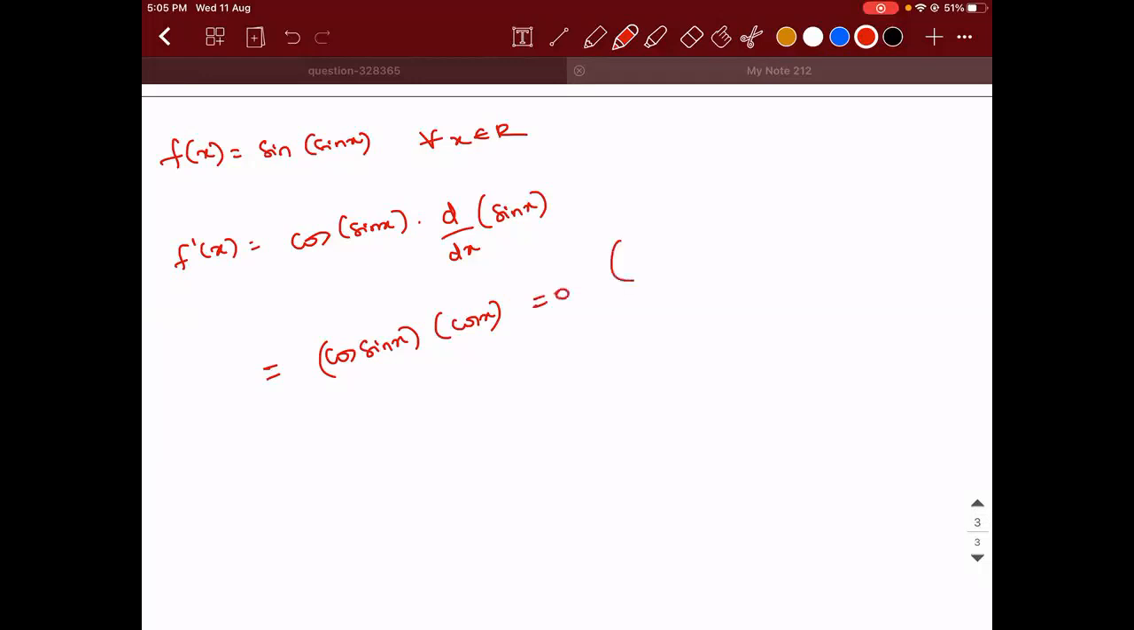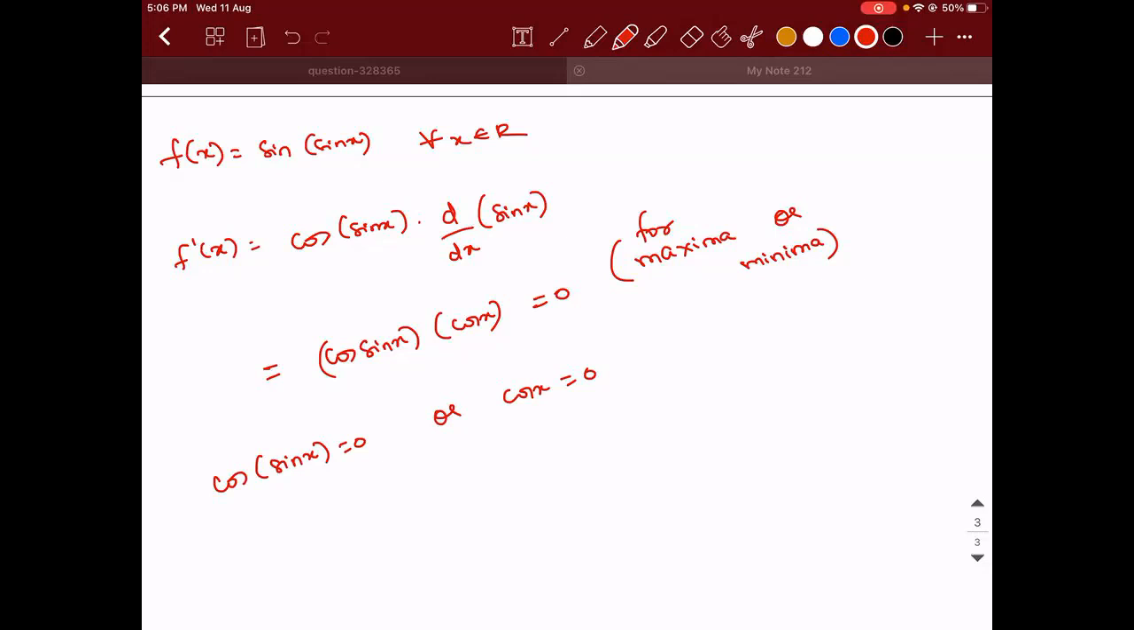Cos of sin x into cos x. For maxima or minima, we will equate it to 0. So cos of sin x equal to 0, or cos x itself can be equal to 0. If cos of sin x is equal to 0, then what is the solution for it? Sin x should be 90. Sin x should be an odd multiple of pi by 2.